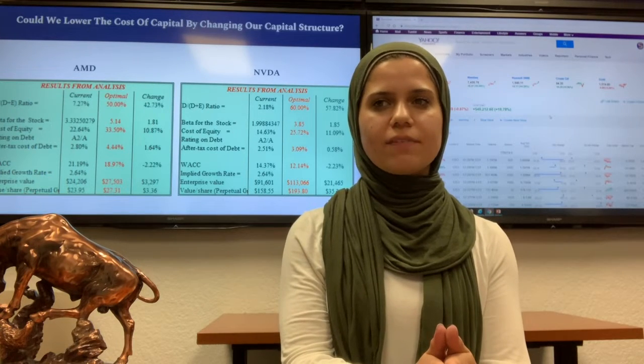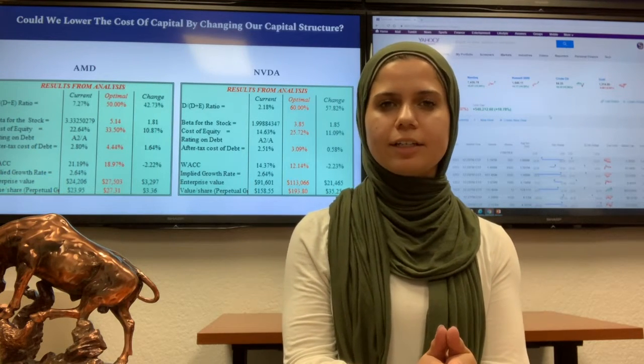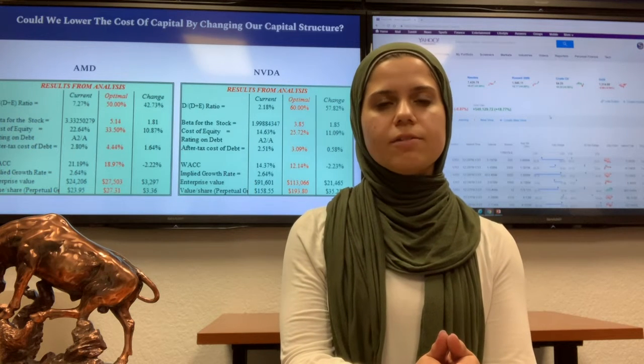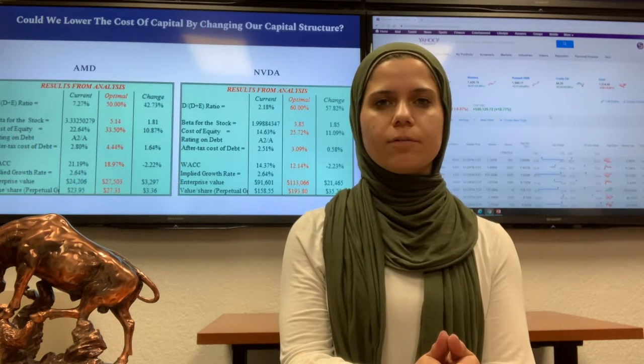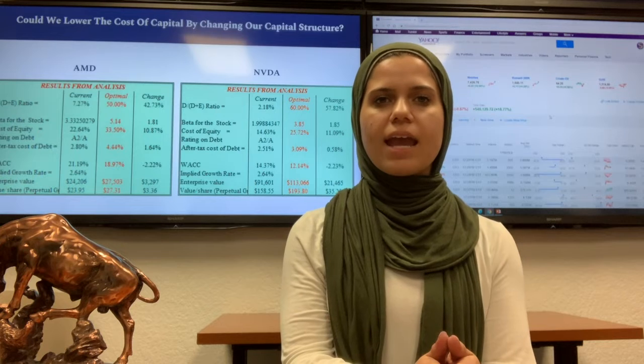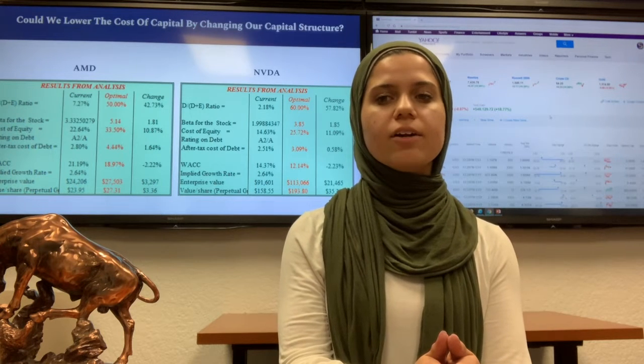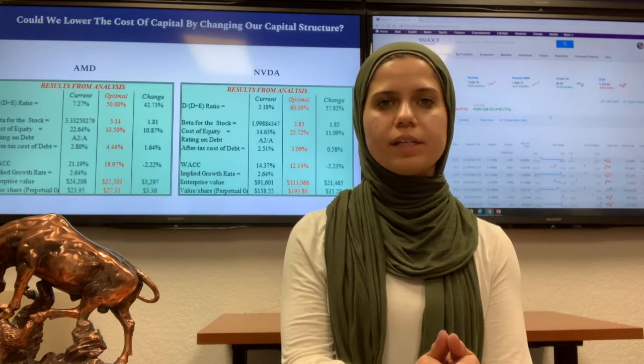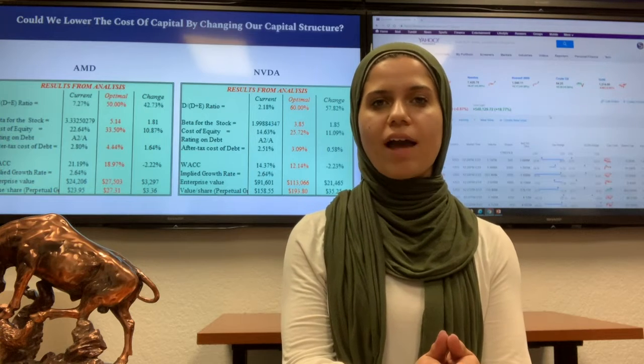Could we lower the cost of capital by changing our capital structure? Well, when using an optimal debt-to-capital ratio of 50%, AMD's enterprise value would increase from $24.2 billion to $27.5 billion. Changing NVIDIA's capital structure does come with some benefits. We would see the weighted average cost of capital decrease by 2%, and we would also see our enterprise value increase by a significant $21 billion.